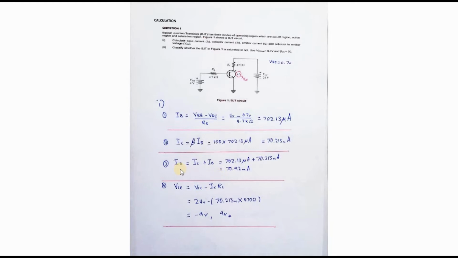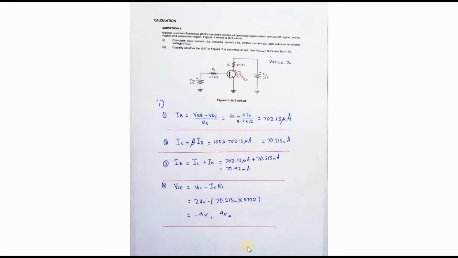The third one that we must find is the IE. IE, we must find with IC plus IB, and the value that we will get is 70.92 milliampere. The last one in part 1 is VCE. To find the VCE, we must first use the formula VCC minus ICRC, and the value that we will get is negative 9 volt, and also it can be 9 volt. In the diagram it is given that the VCE value is 8 volt. The value that I get is 9 volt.